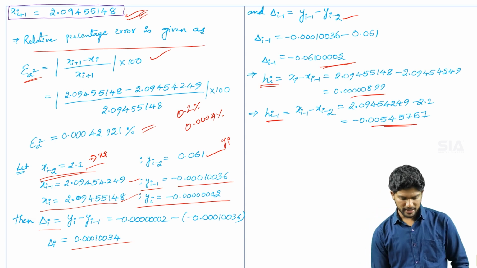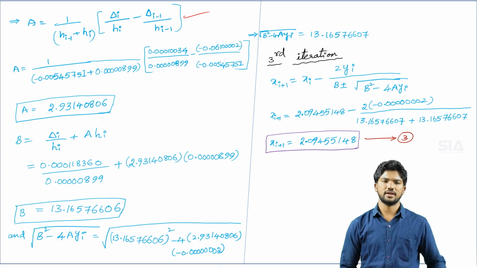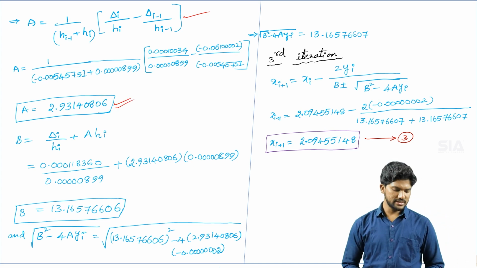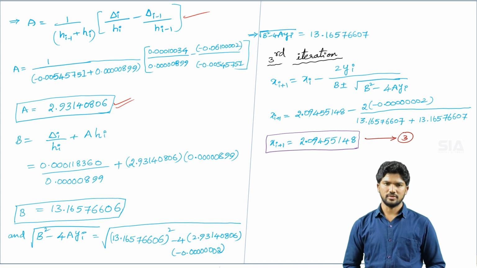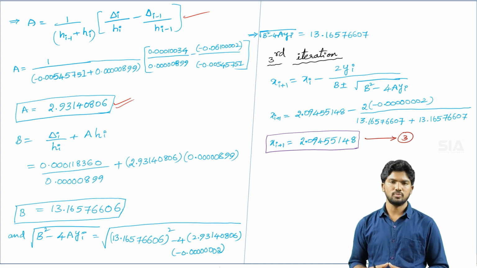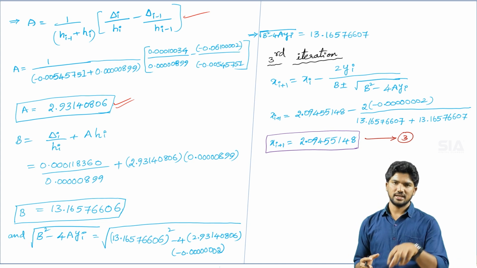Okay, so after getting the delta i's and h suffix i's, take the capital A equation and substitute the corresponding values. You will get capital A is equal to 2.9314. Earlier we got 6.19, now here we got 2.93. Why? Because the values we are substituting are very small.